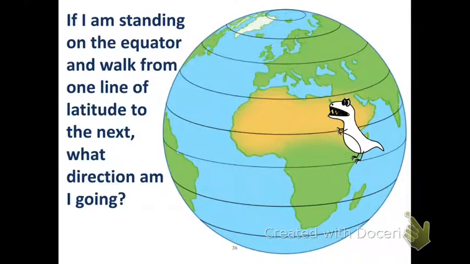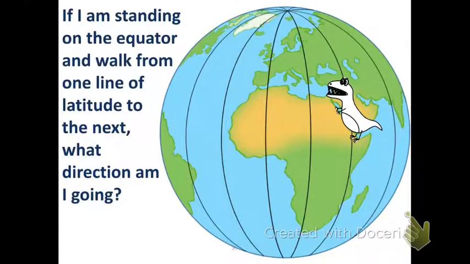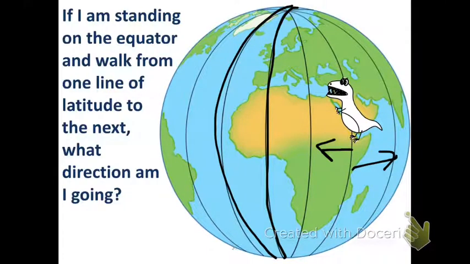Okay, let's look at another dinosaur. Now I'm a dinosaur standing on a line of longitude. If I want to get to the next line of longitude, what direction do I walk? So I'm going to walk from side to side. If I want to go from this line of longitude to the next one, I am moving west. If I want to go this way, I am moving east. You could think of the same thing as if I draw a line of longitude. How am I going to move my pencil to draw my next line of longitude? Well, I'm going to move east or west to get to the next one.